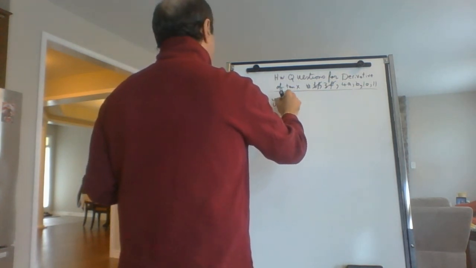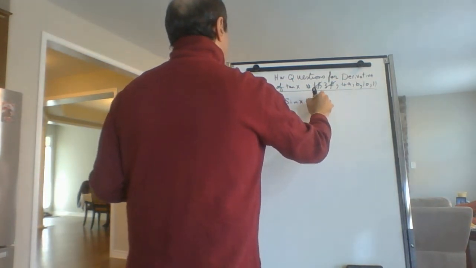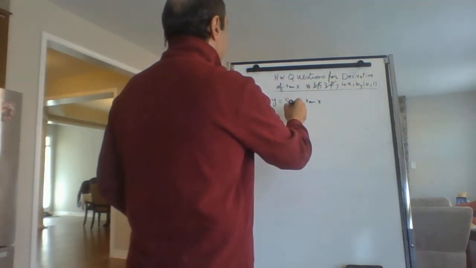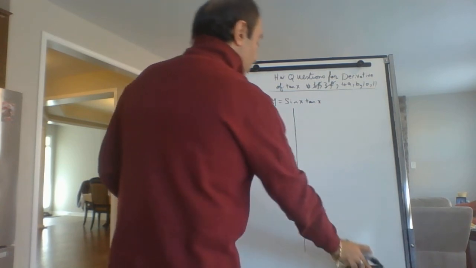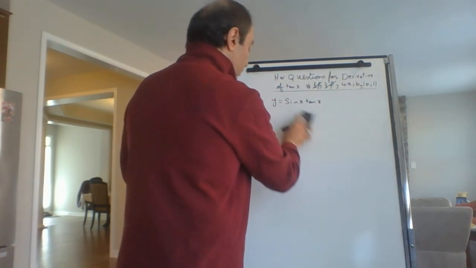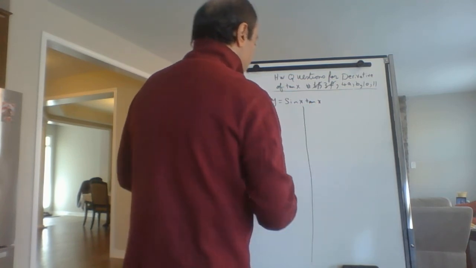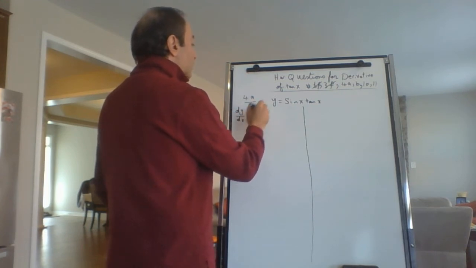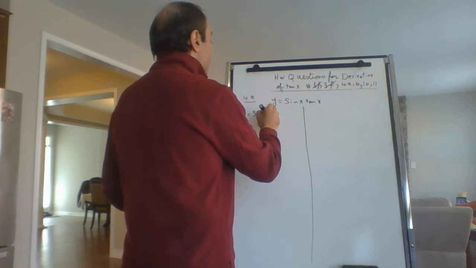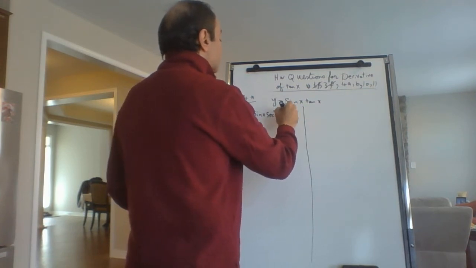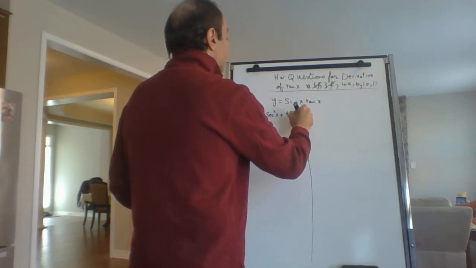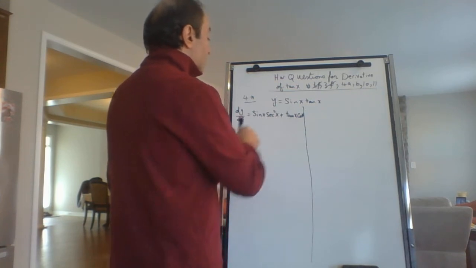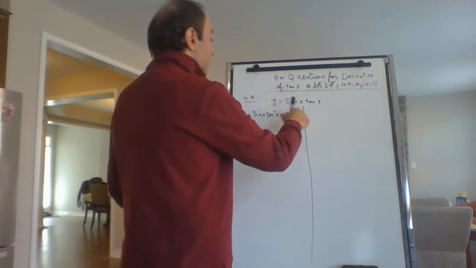Part A says y equals sine x tan x, and we need to find the second derivative of this. So I will find the first derivative. dy by dx will be first times derivative of the second plus second times derivative of the first. Correct? That's dy by dx. First times derivative of the second plus the second times the derivative of the first.